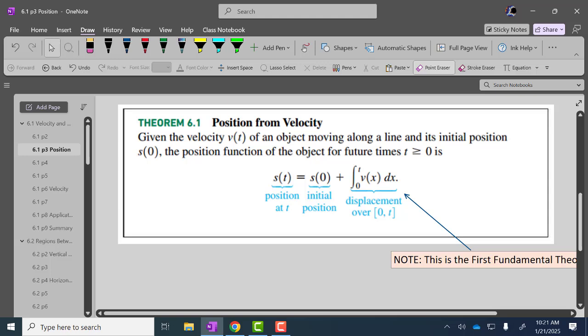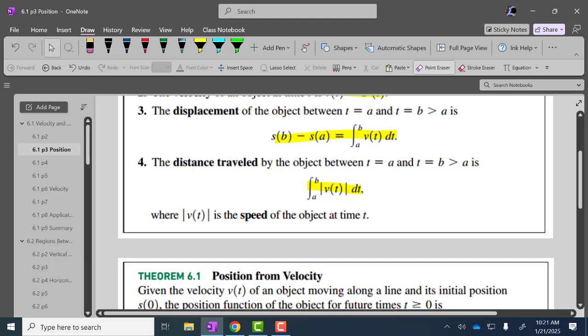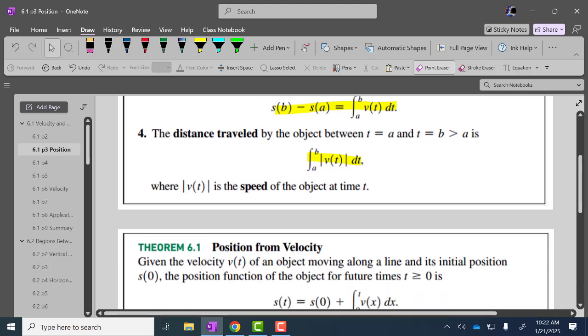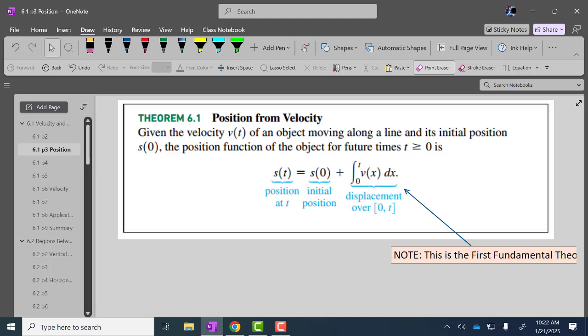Well, in Calc 1, this result is called the fundamental theorem of calculus. Usually they call it part 2. Usually the fundamental theorem is broken into two pieces, and the second part is when these integration limits are numbers, not functions, not variables, just numbers. That is usually called the fundamental theorem of calculus part 2. This down here, we need to talk about for a minute. This is the first fundamental theorem of calculus, or the fundamental theorem of calculus part 1.